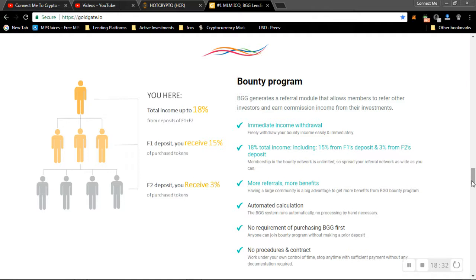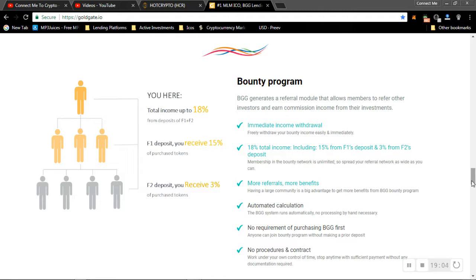Membership in the bounty network is unlimited, so spread your referral network as wide as you can. The more referrals, the more benefits. Having a large community is a big advantage to get more benefits from the BGG bounty program. Automated calculation. The BGG system runs automatically. No processing by hand necessary. No requirement of purchasing BGG first. Anyone can join the bounty program without making a prior deposit. No procedures and contracts. Work under your own control of time.